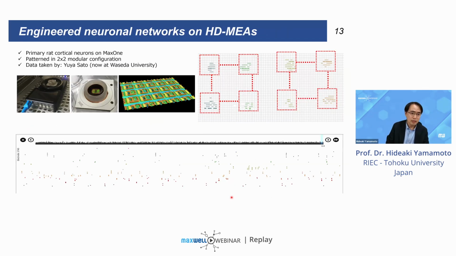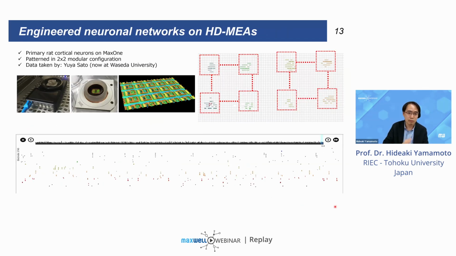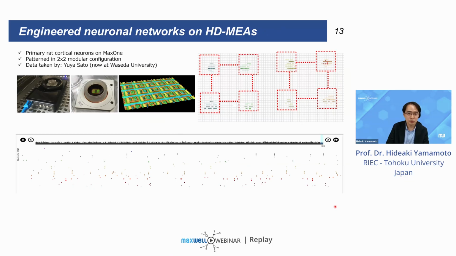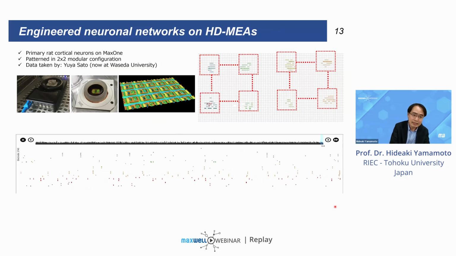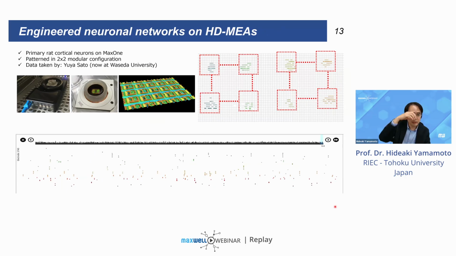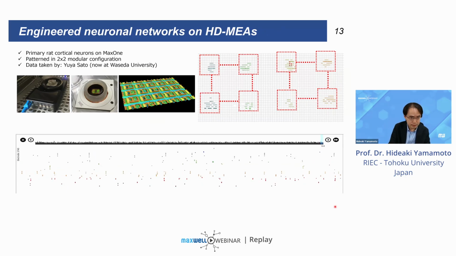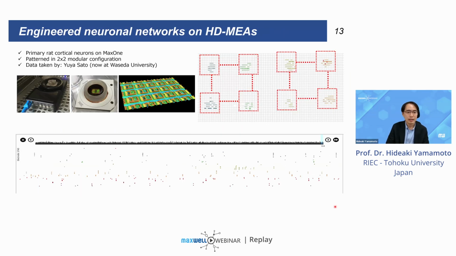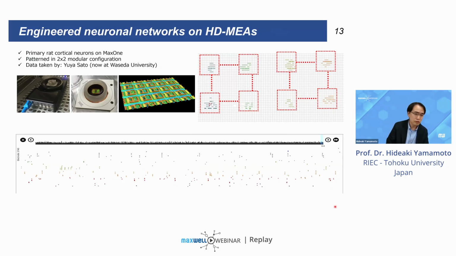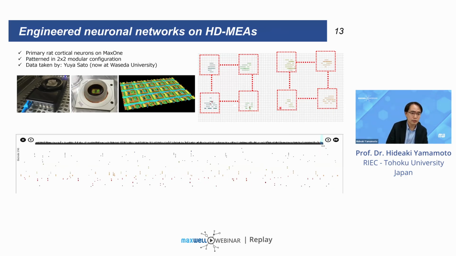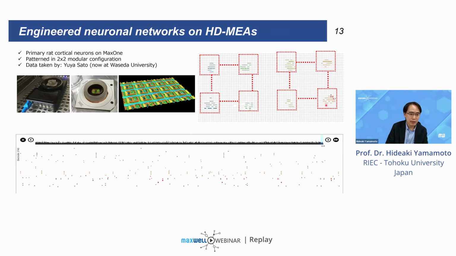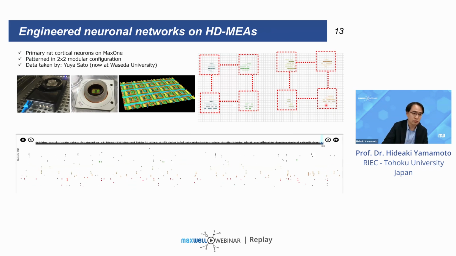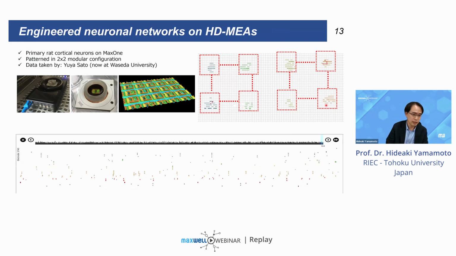And while we have been using calcium imaging as the primary technology to record neural activity, we were very lucky to be able to introduce the MaxOne system in our group in 2019 and see that such activity can be captured by MEAs. These are spontaneous activity recordings. Maybe I should come back to and play it again. Activity recordings from rat cortical neurons patterned in a 2x2 modular configuration. And here the patterns were created by microfluidic devices that were placed on top of these chips.